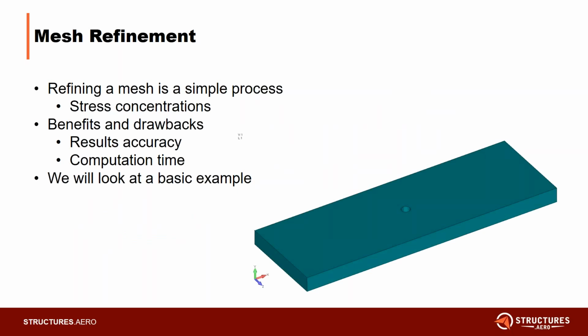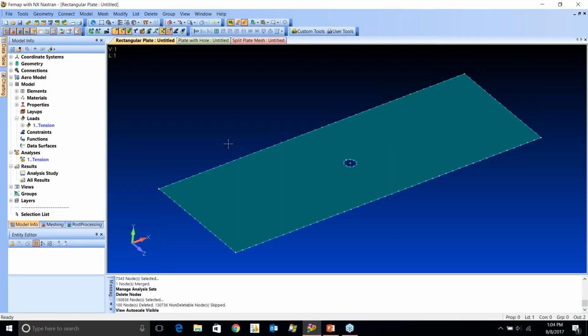Mesh refinement, what is it? It's a simple, iterative process that we can use to analyze stress concentrations more effectively. And there are some benefits to the accuracy of our answers, and also some drawbacks when it comes to computation time. So today we're going to look at a very simple example shown here. It's a plate with a hole in it. And now we're going to jump into Femap.